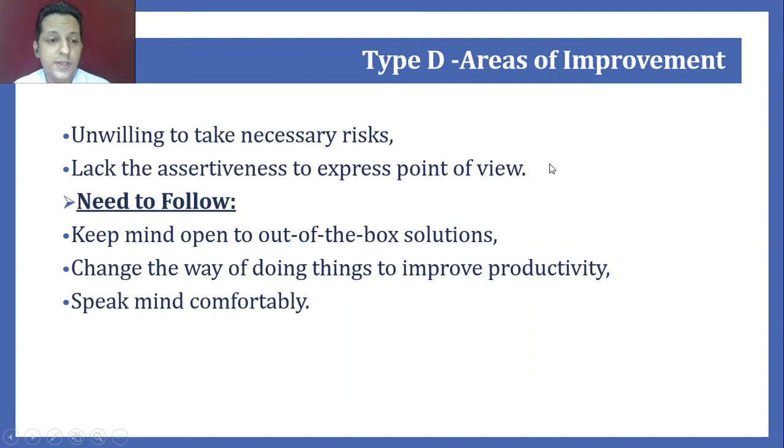And finally, if you think that you belong to this category, you should keep your mind open to out of the box solutions instead of working in the same old traditional way. You should also change the way of doing things to improve productivity. See, usually what happens with every one of us is that we have been working in a particular typical manner for the last many years, and we think that this is the only way to get things done. But you also need to keep in mind that there are always new ways of doing things, and you should also accept suggestions from your colleagues and try to improve your productivity.